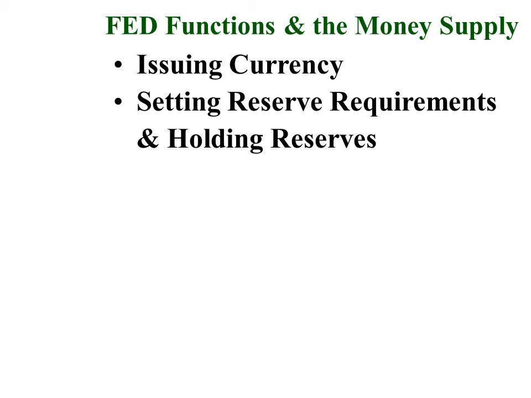The other $100 million, 10% of checkable deposits, must be held in their bank vaults or on reserve with the Federal Reserve. So the Fed sets the reserve requirements and holds reserves. The Federal Reserve affects the money supply largely by altering the amount of excess reserves that banks hold. We're going to explain this in much more detail when we cover monetary policy, but it's a good idea to start thinking about this idea right now.